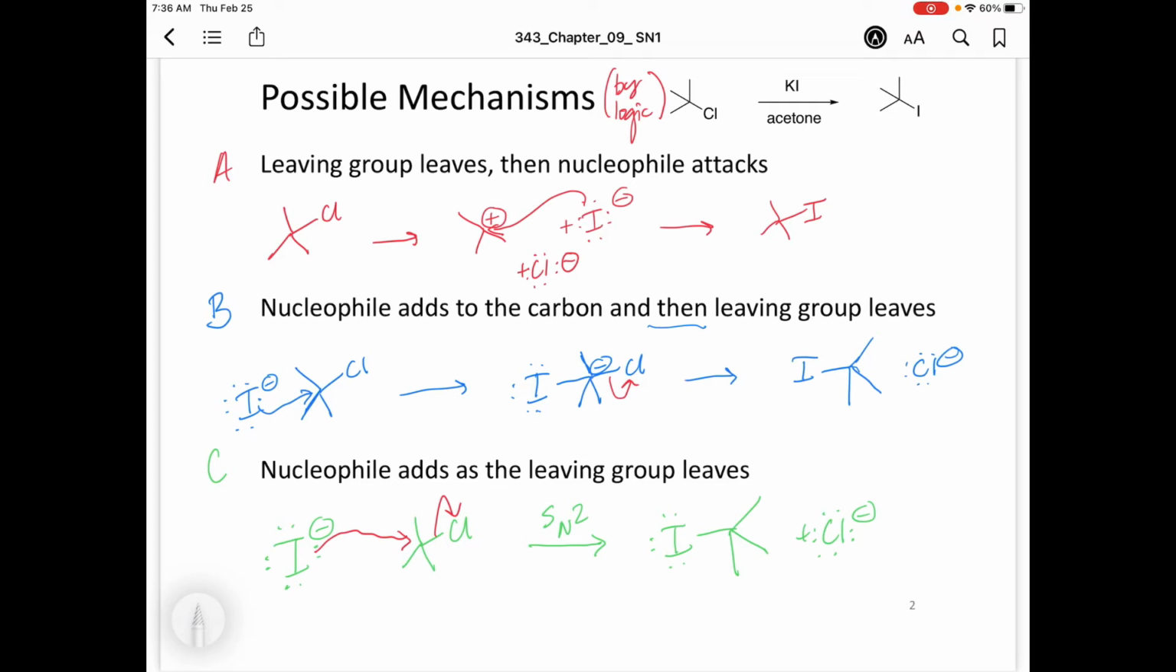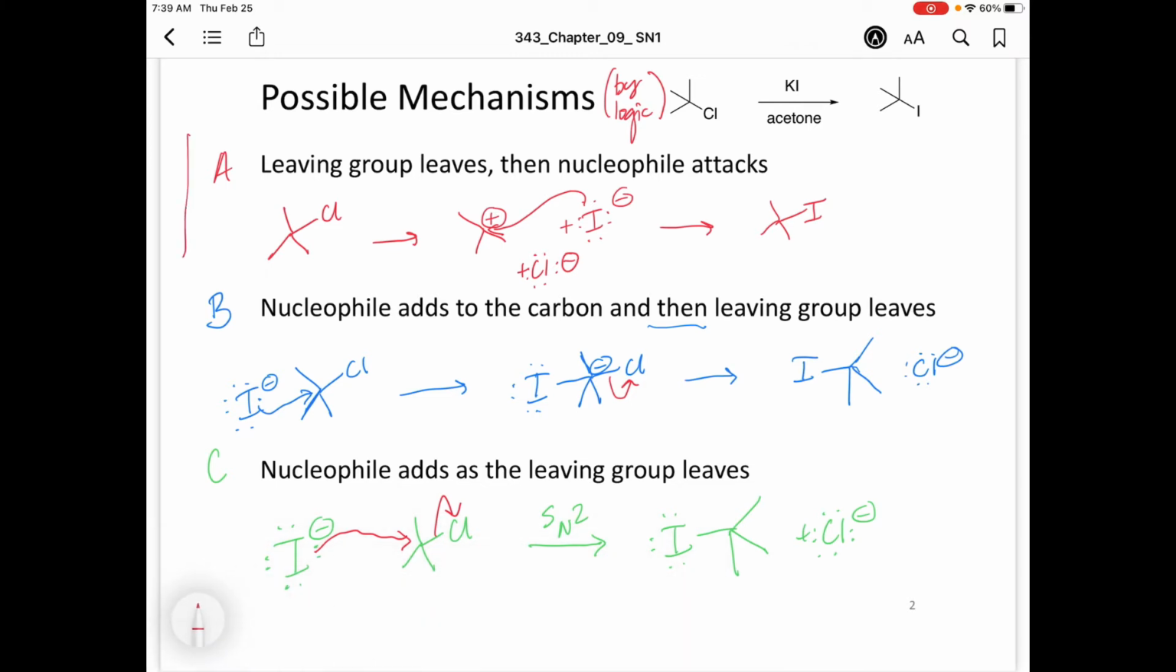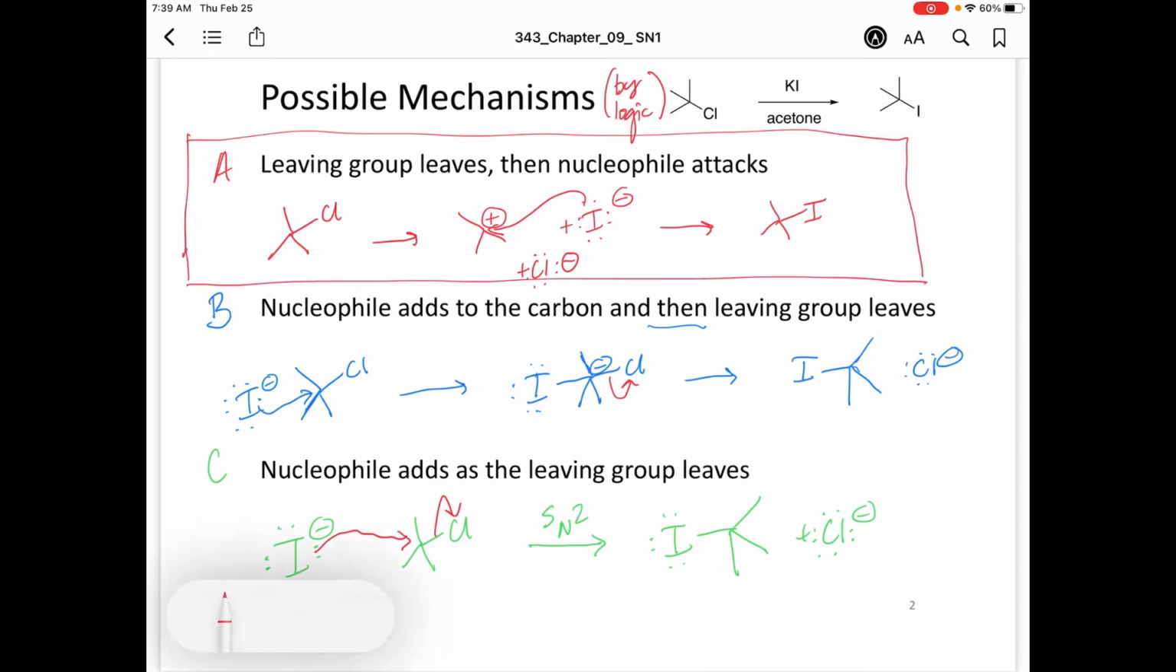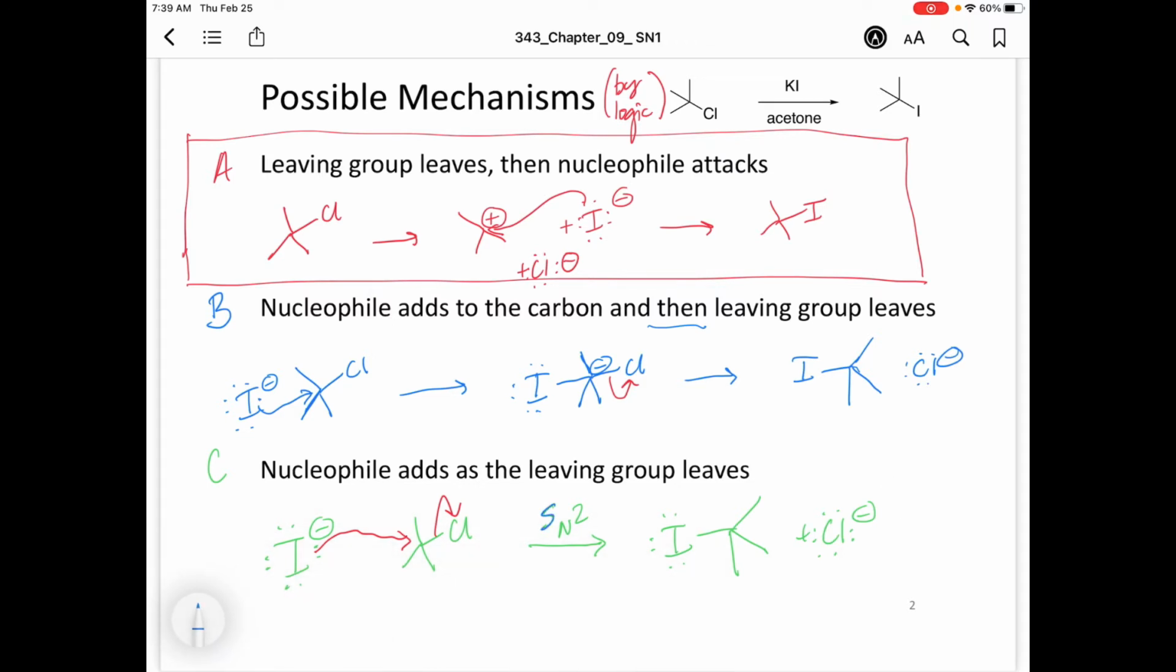So these are the 3 possible mechanisms that we could consider. Now previously we saw that SN1 stands for substitution nucleophilic reaction that is unimolecular. That means that the rate of the reaction is dependent upon only 1 molecule here. So the correct mechanism here is mechanism A. Now, this bottom one, C, does happen under certain circumstances. This is an SN2 reaction, which we will cover soon.